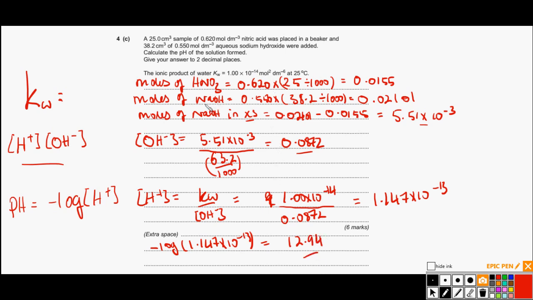So a bit simpler than the Ka type, I think. It's still worth 6 marks, so hopefully we get this in the exam.